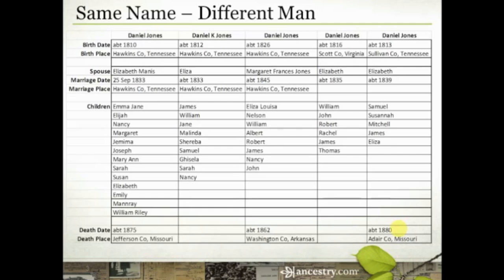So another one of the things that you can look at is the children in each family. Now that gets a little trickier for a couple of reasons. Remember, prior to 1880, the census does not list the relationships of the people in any household. It just lists the people in the household.